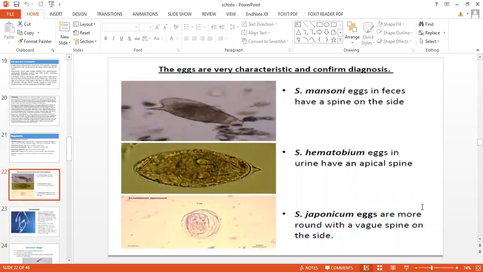Here is the picture of those eggs. Mansoni eggs, as I told, have a spine on the side. Haematobium eggs have an apical spine, and Japonicum eggs are more round with a vague spine on the side.